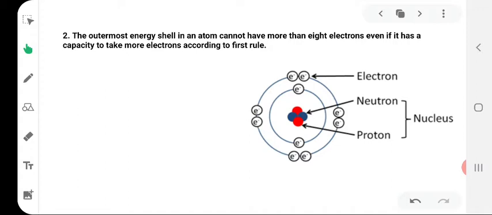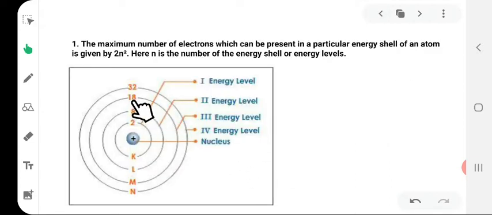Now, as you can see in this picture, it has been shown that there are 2 orbits. In the first orbit there are 2 electrons, in the second orbit there are 8 electrons. Suppose we had a third orbit. In that case, in the third orbit also, the maximum number of electrons that could have been accommodated would be 8, even though, according to rule number 1, the third orbit can accommodate 18 electrons. But if it is the outermost orbit, then it can accommodate only 8 electrons.